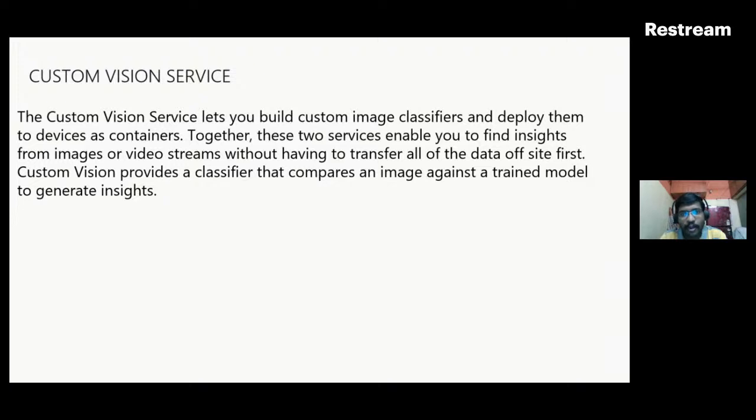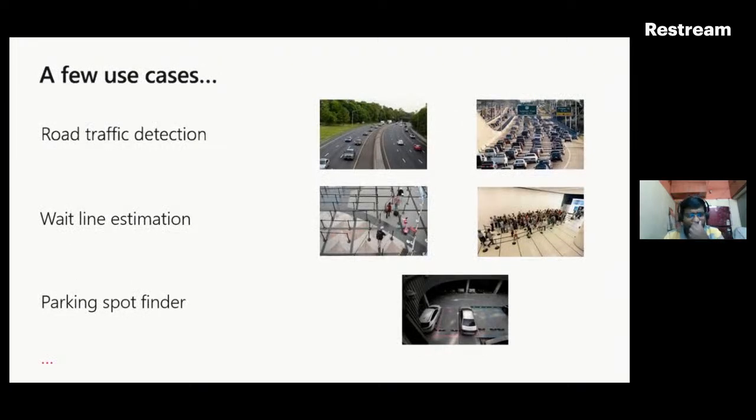Together, these two services enable you to find insights from images or video streams without having to transfer all of the data to the cloud first. The Custom Vision service provides a classifier that compares an image against a trained model to generate insights and probability as well. A few use cases are wait lane estimation, parking spot finder, and traffic detection. Traffic detection means some places will have dense traffic and some places won't have any traffic at all, so it is used to find the shortest, traffic-less path.